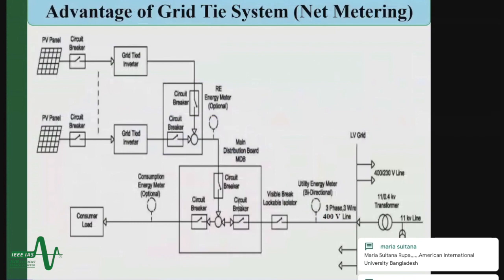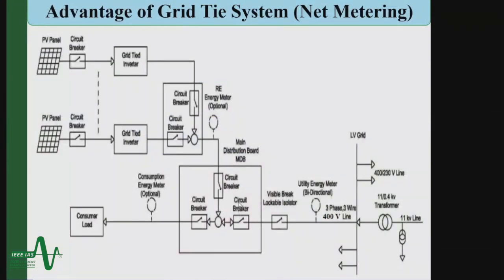So let's come to the point that there remain some advantages of this grid metering system, or grid tie system. The main advantage is that no battery backup system is required. Why? The excess amount of energy which you are producing, you can feed to the national grid via the net metering system. And the net metering system has also been introduced in our country, so it's a plus point.